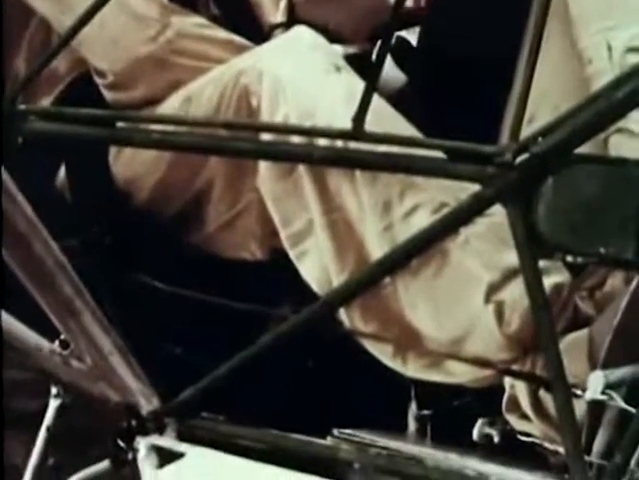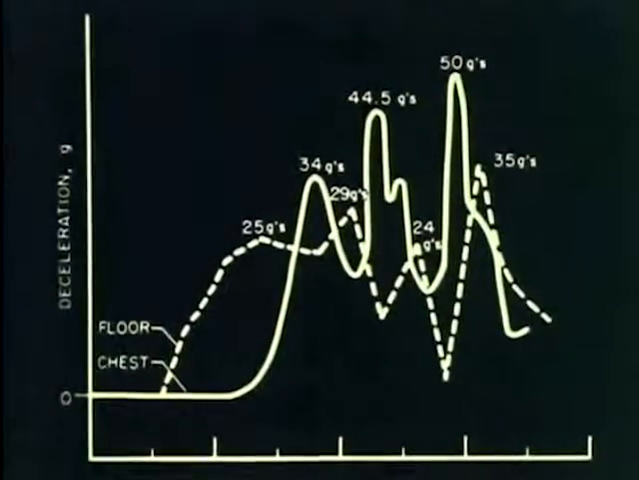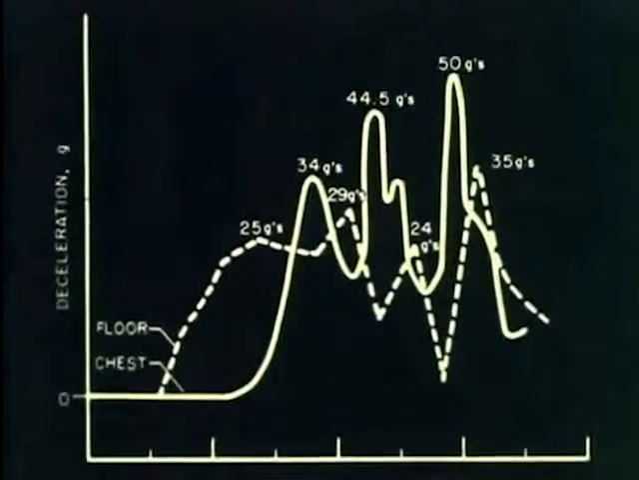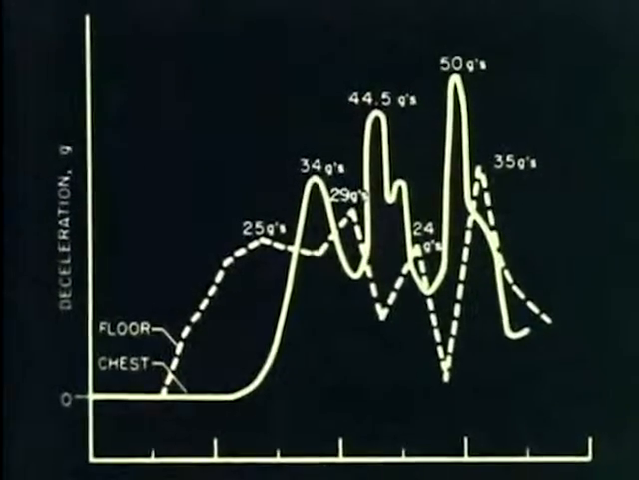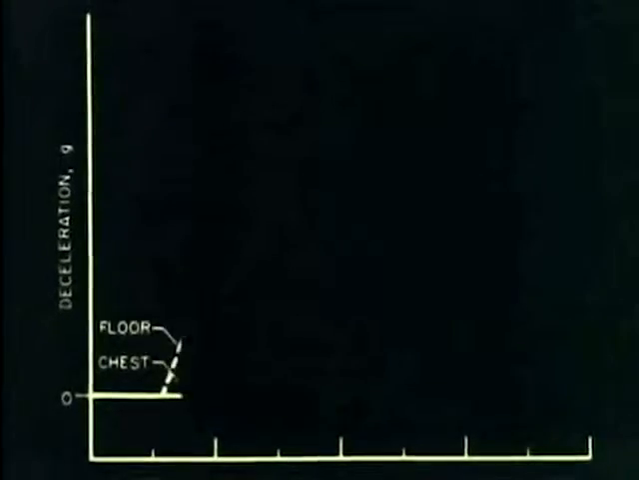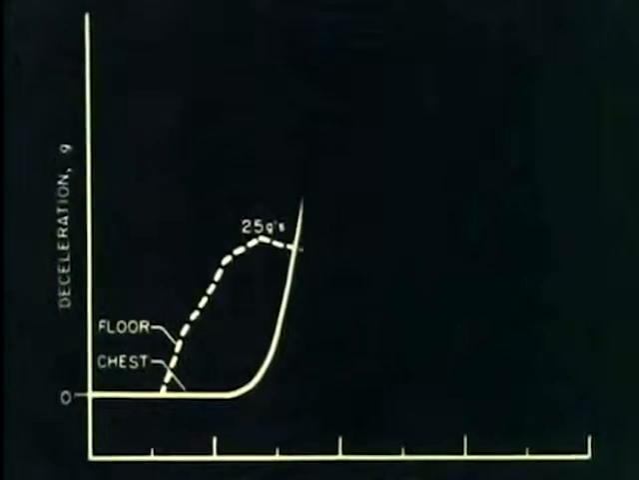Oddly enough, the deceleration of the occupant during a crash is often higher than that of the fuselage floor. This effect is shown in the following motion picture sequence, in which the action is slowed to about 1/60th of normal. Graphs of the deceleration of the chest and floor are superimposed over the motion picture. These graphs develop in phase with the airplane's action.